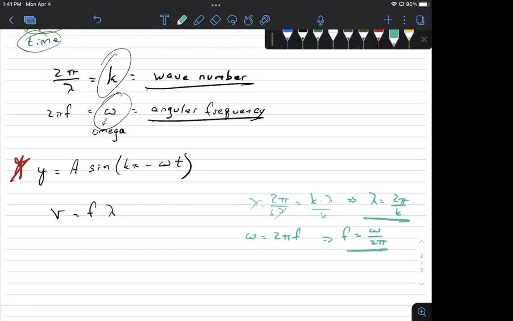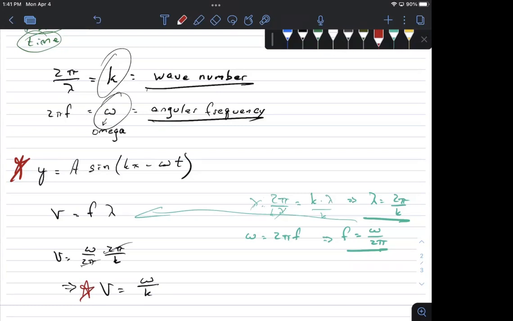And now all I have to do is take these two things and plug them into that equation right there. And what do I get? v is frequency, but frequency is omega over 2 pi, times wavelength. Wavelength is 2 pi over k. And now we see 2 pi cancels 2 pi, and we're left with the main equation, v is omega over k. So there's a second relationship between the three characteristics.